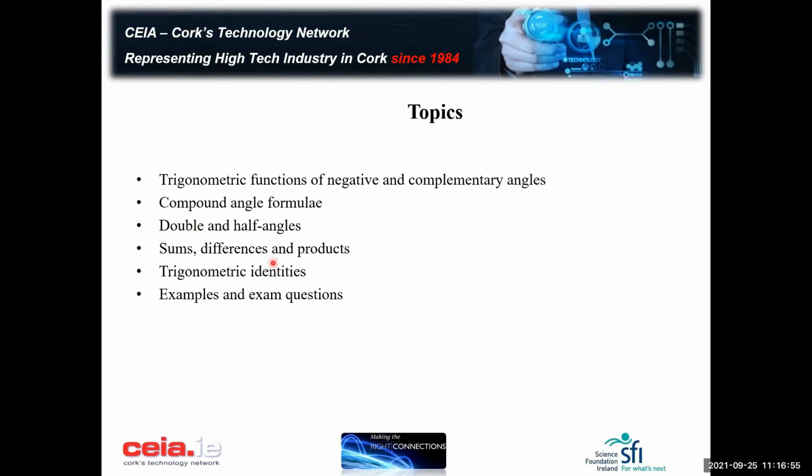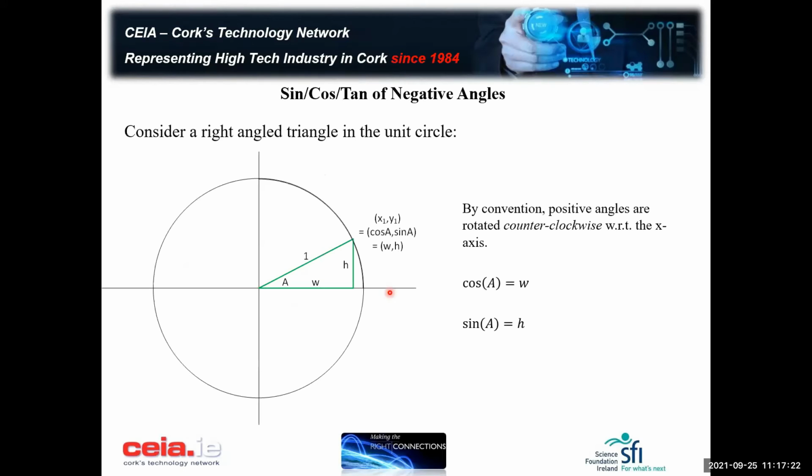It's useful to know how to derive them, or at least know where they come from. Some of those derivations are potentially examinable. And then we'll move on to some problems. Typically, trig identities are commonly asked. And finally, I'll do some more examples and exam questions. Okay, so let's get started on that.